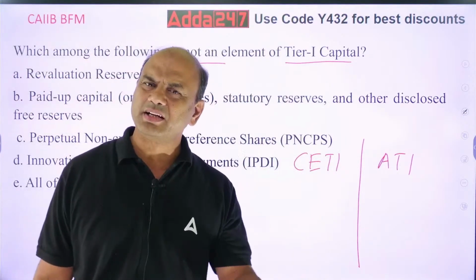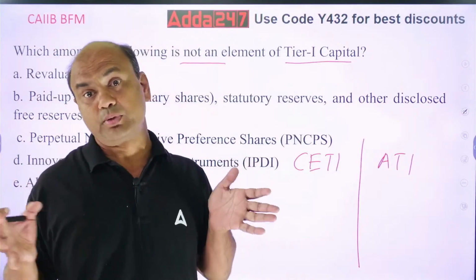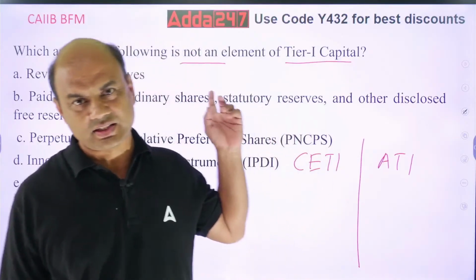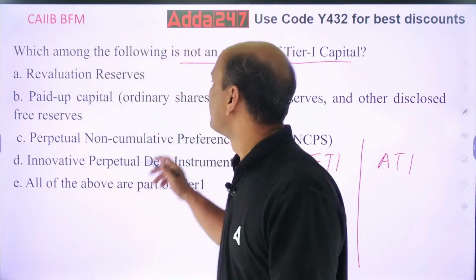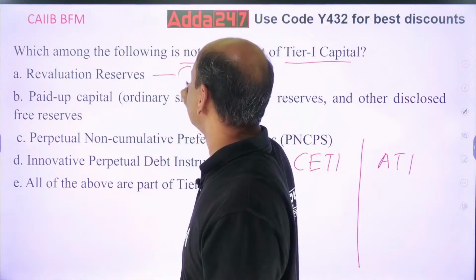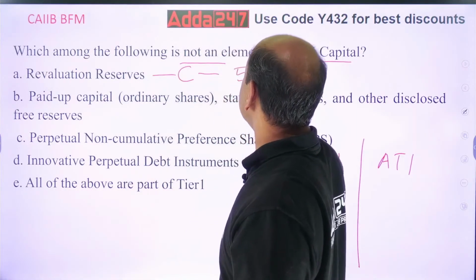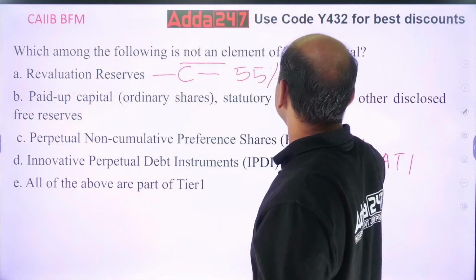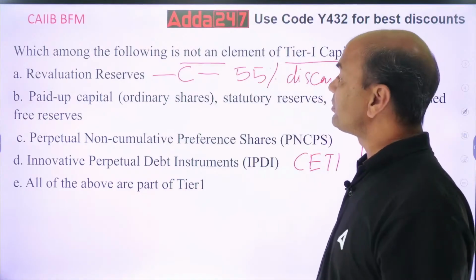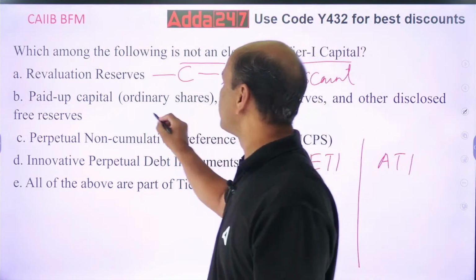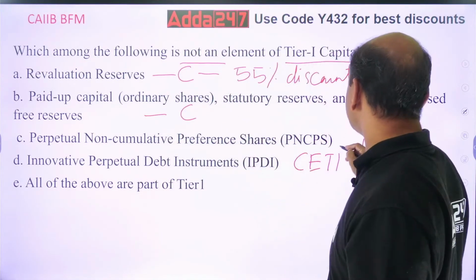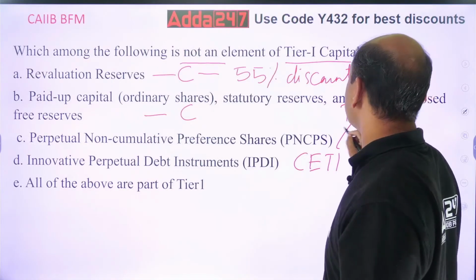Okay? What is CET1? CET1 means pure capital of yours, which is yours only. What are the parts of that? All these. See, out of these four, I'll just write it over here only. Revaluation reserves, that's the part of CET1. I'll write C over here. It is always taken at 55% discount. So this is the part of CET1. Paid up capital, ordinary shares. So that is the part of your CET1, C. See, ultimately, this CET1 is also a part of tier 1 only. Both of them are the part of tier 1.